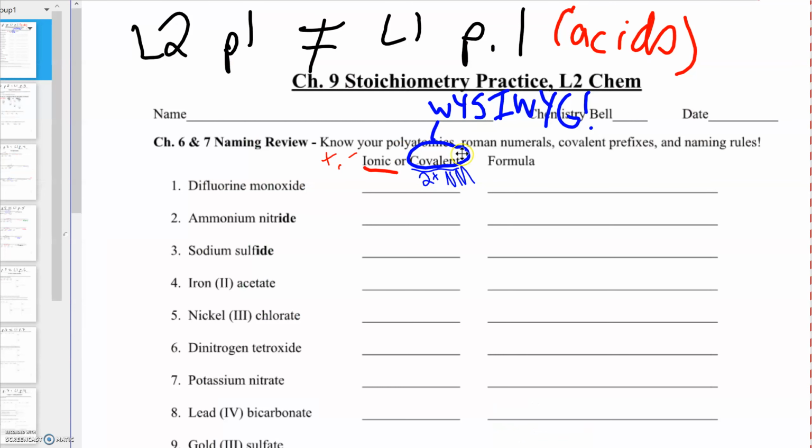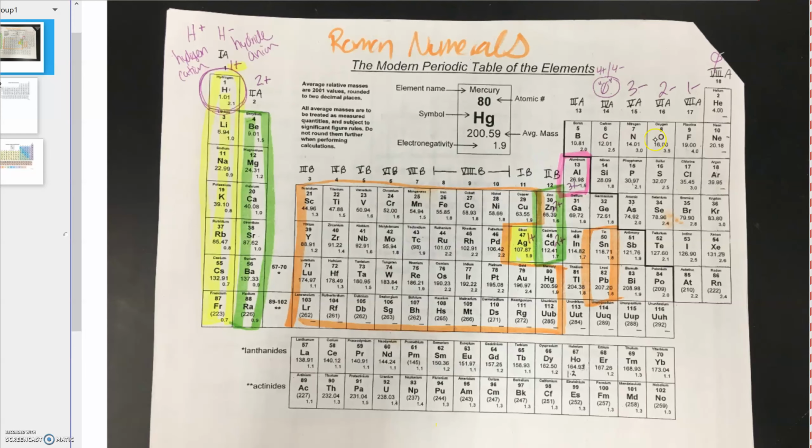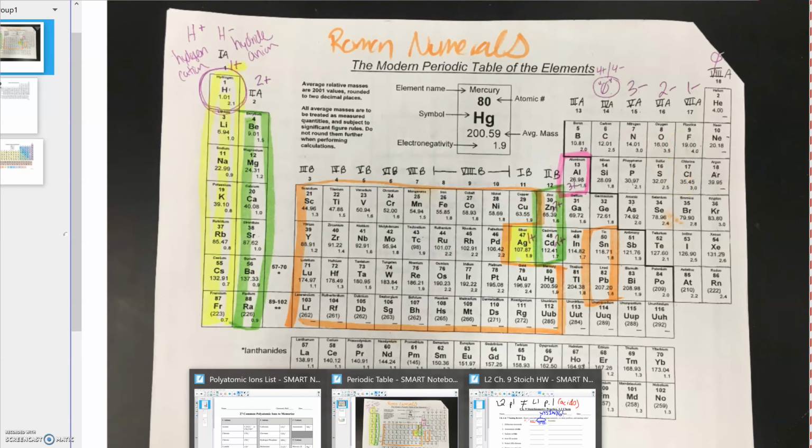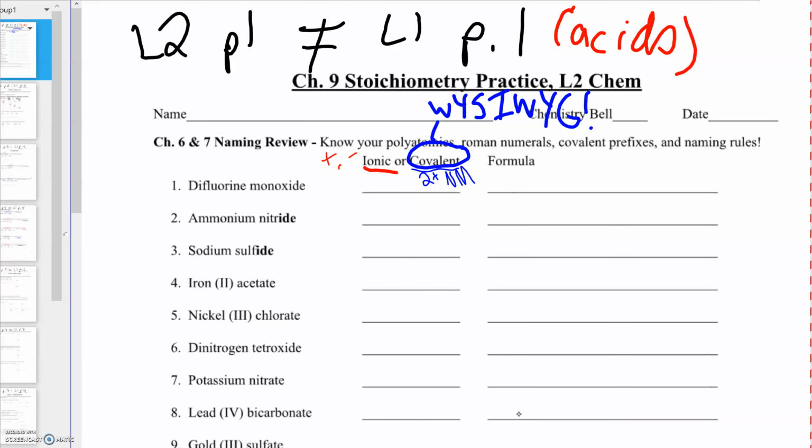I want to start with covalent, where we have two or more nonmetals. These are the easiest ones because of WYSIWYG: what you see is what you get. So let's go through first and find everything that has two or more nonmetals. Okay, difluorine monoxide. Fluorine, oxygen, those are both nonmetals. If you check the periodic table, they're to the right of the stair-step line. And we also know it's covalent because we see these prefixes. So it's going to be covalent, and what you see is what you get.